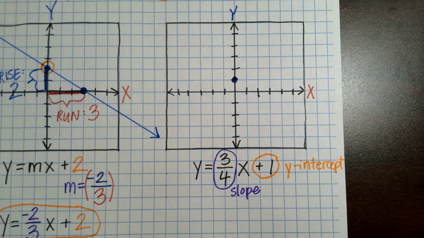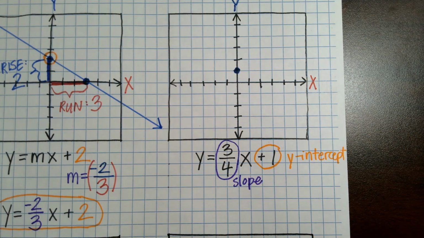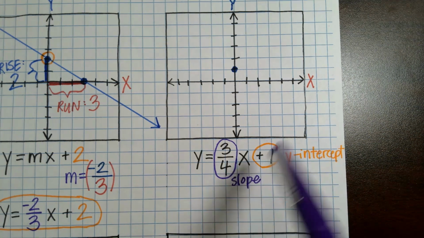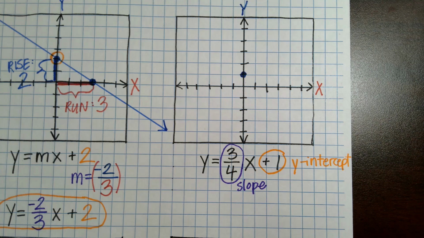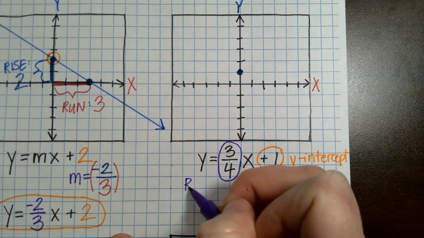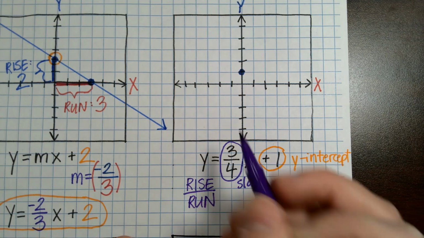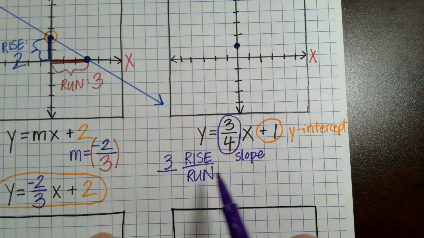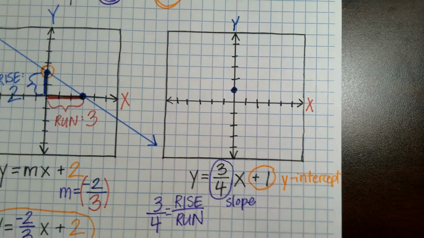Perfect. Okay. So now that we have our first point, we can use our slope to find our second point. If our slope is 3 over 4, and slope is the same thing as rise over run, what's our rise? 3. Yes, 3. So I'm going to put 3 is my rise. And what's my run? 4. Perfect. So here's how we're going to count that on the graph.